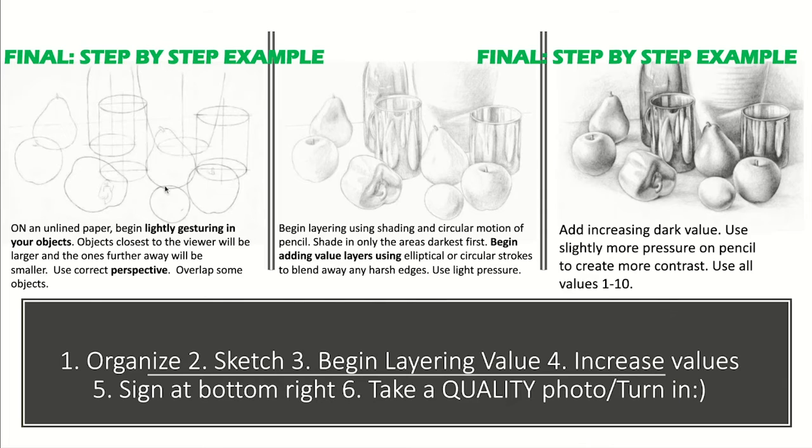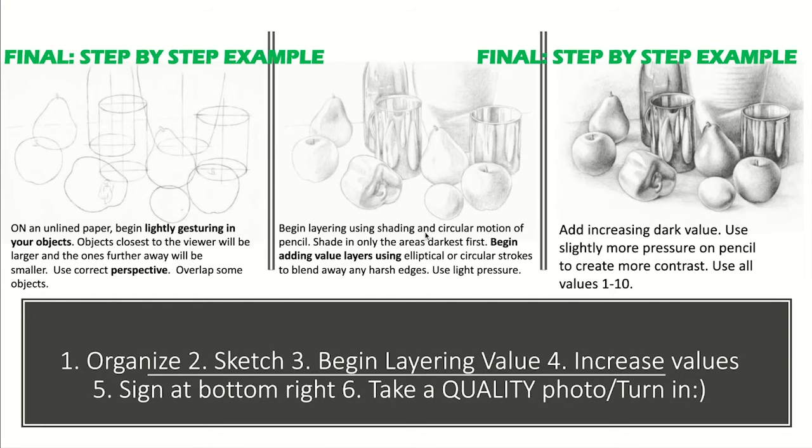Okay, this is just step-by-step. So on an unlined paper, begin lightly gesturing in your objects. You can lightly outline them. I know we talked about how I don't want us to heavily outline the work. So very lightly outline. Objects closest to the viewer will be larger, and the ones further away will be smaller. That's correct perspective. The edge of the bell pepper here is bigger than the end of it. It's bigger than the pear, which is further in the back. Use correct perspective, overlap some objects.